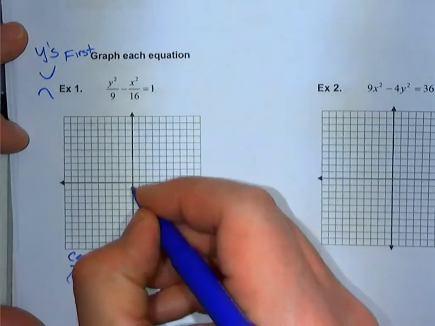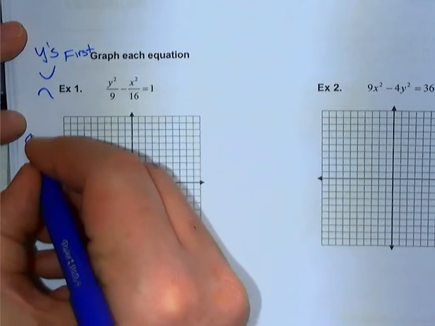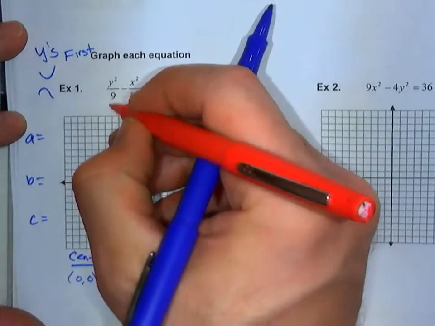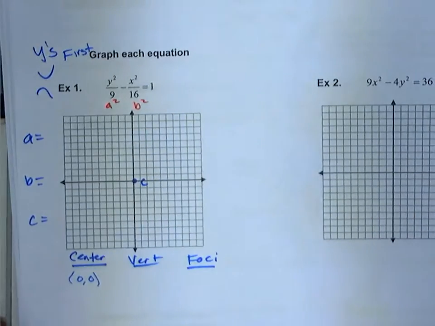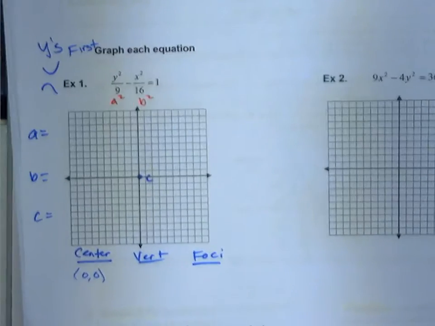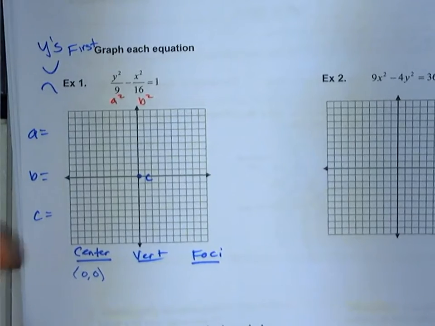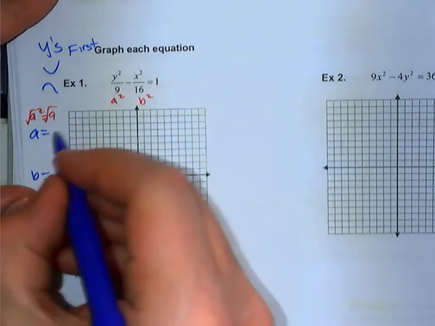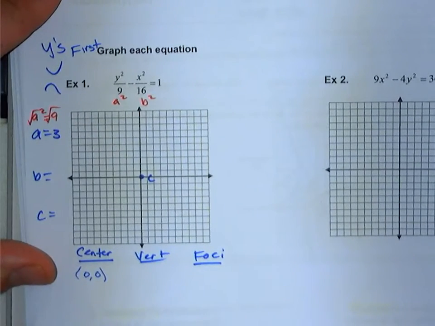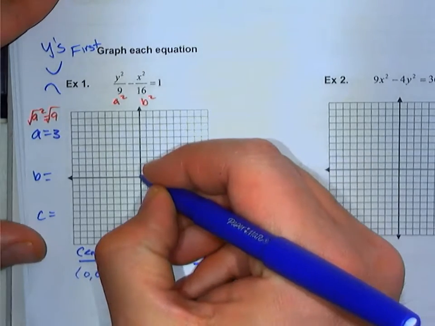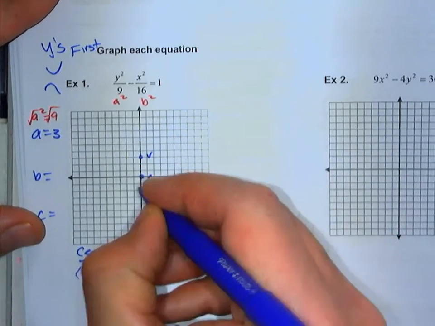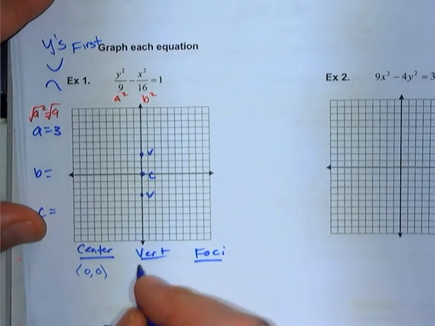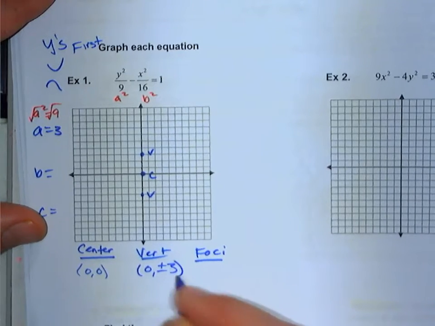So as I take a look, here's my center. A is not the biggest guy. A is the first guy. This is a squared. This is b squared. So I gave you one right away where you see a is smaller than b, right? So if a squared is 9, square root that, and we get 3. So because it's underneath the y's, we go, like Nick said, up and down. 1, 2, 3. 1, 2, 3. And there's my major vertices. And that is up and down: 0, comma, plus or minus 3.